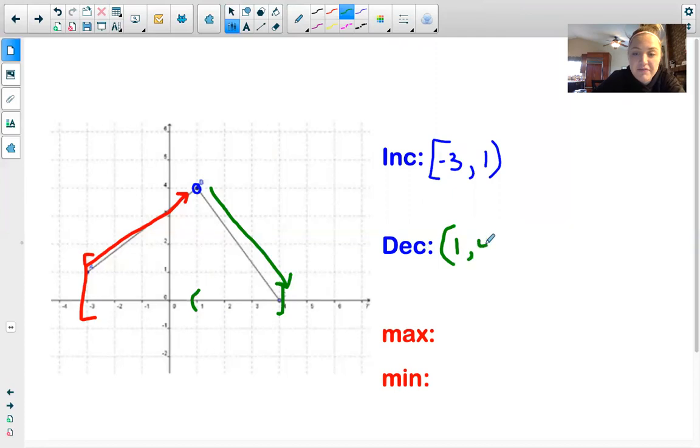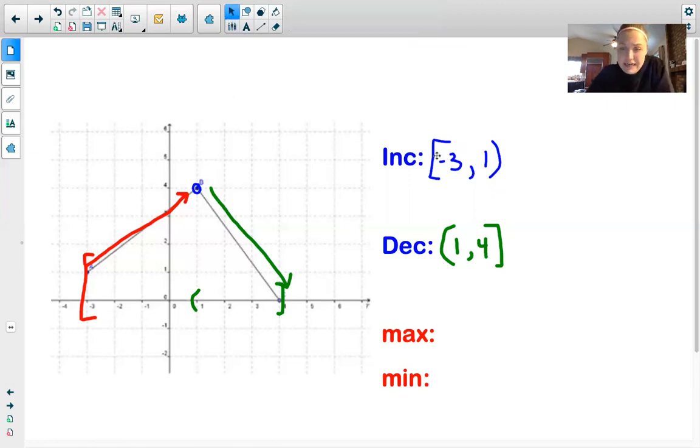Because it goes to the right 4 spaces. And it actually does include that 4 because that 4 is the ending point, and there's no other change in direction after that. And it looks like it's filled in. It's kind of hard to tell. Let's just call it filled in there. Okay, so that's our increasing and decreasing intervals.